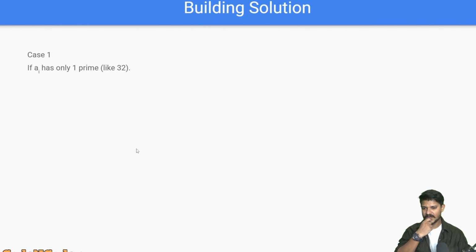So, for this solution that we have built, there will be two cases. First, AI only has one prime, like 32. 32 only has one prime, that is 2 raised to the power 5, right? In this case, there will be no solution because no matter what D1 and D2 you choose, since D1 and D2 are divisors of AI, all of the divisors will be of power P.